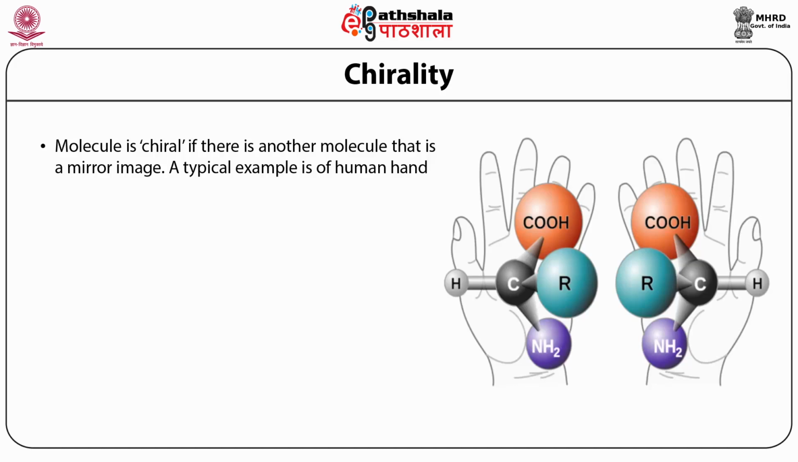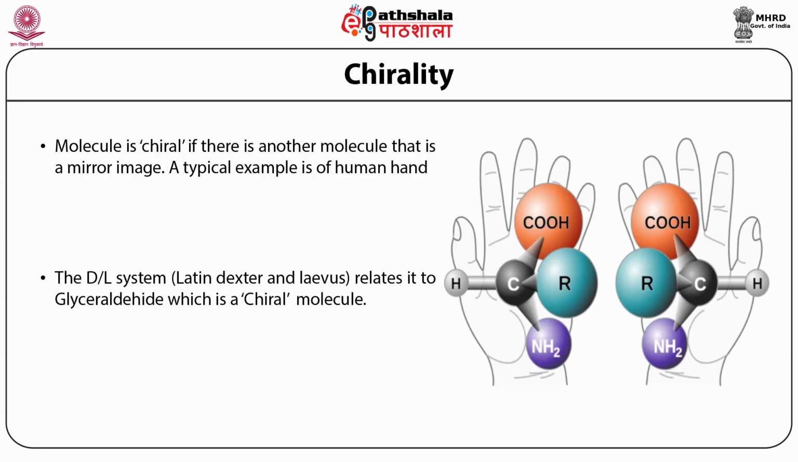All chiral molecules have a nomenclature. In case of amino acids, these are denoted by D and L, for example L-cysteine. Both caps generally use smaller size alphabets to designate them. These names have come from Latin words dexter and laevus, and these relate to the structure of glyceraldehyde, which is a chiral molecule.